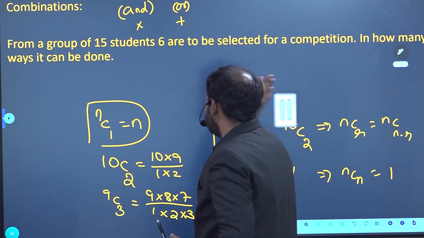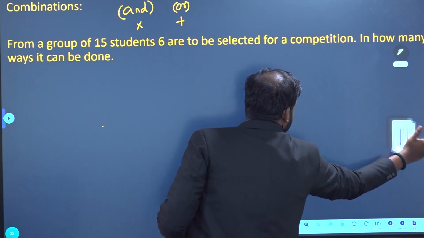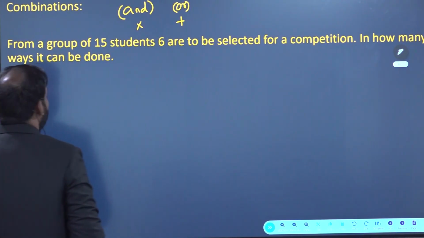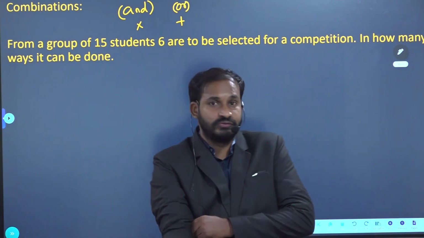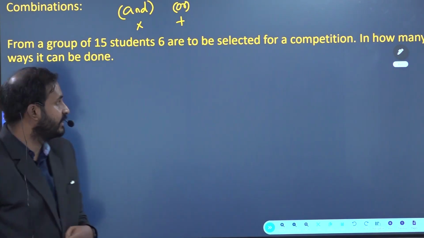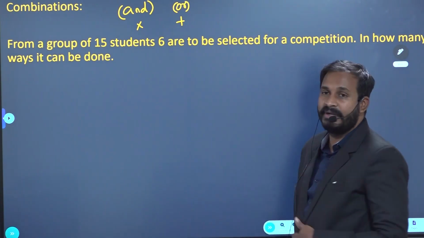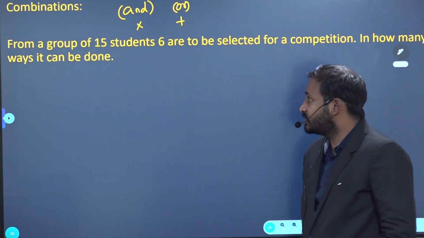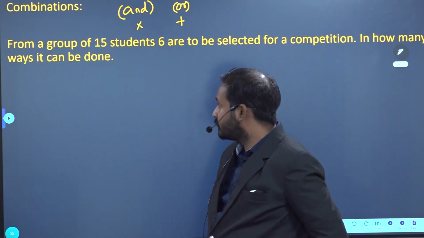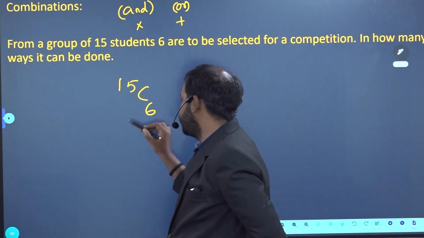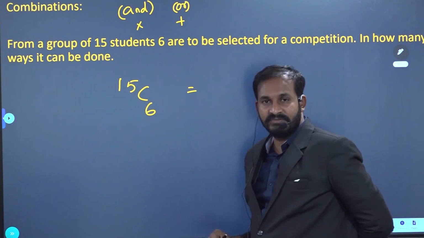We will solve some questions from these combinations now. Already I told you combinations means selection or choosing, and permutations means arrangement. From a group of 15 students, 6 are to be selected for a competition. In how many ways can it be done? Selection means combination. So from 15 students, I need to select 6 students, so the answer is 15C6.